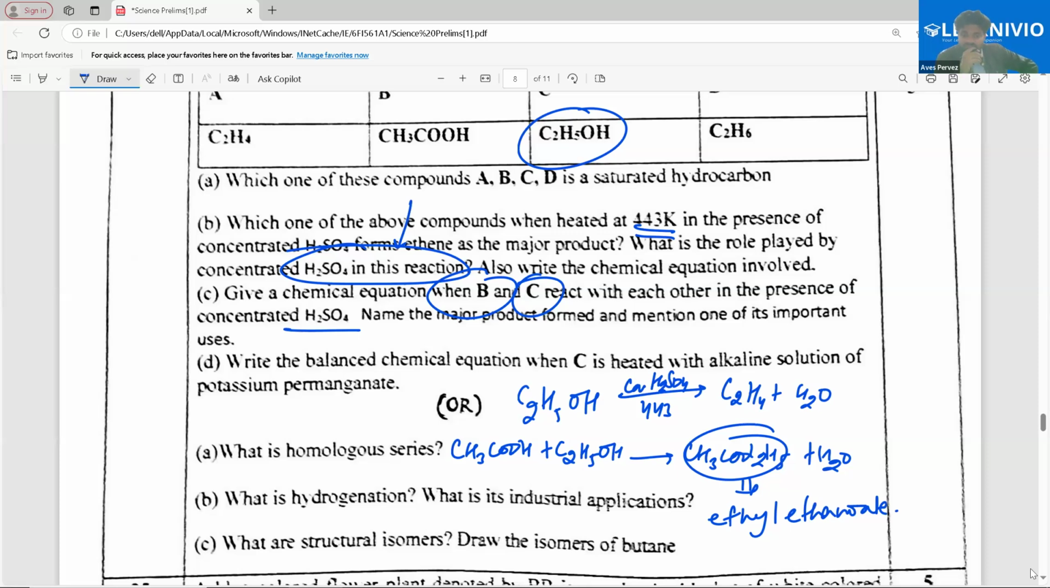What is homologous series? So is it okay if I write only ester? Ethyl ethanoate ester is correct, but do you write the chemical equation? Yeah. It's okay. What is homologous series? Collection of compounds with the same general formula.